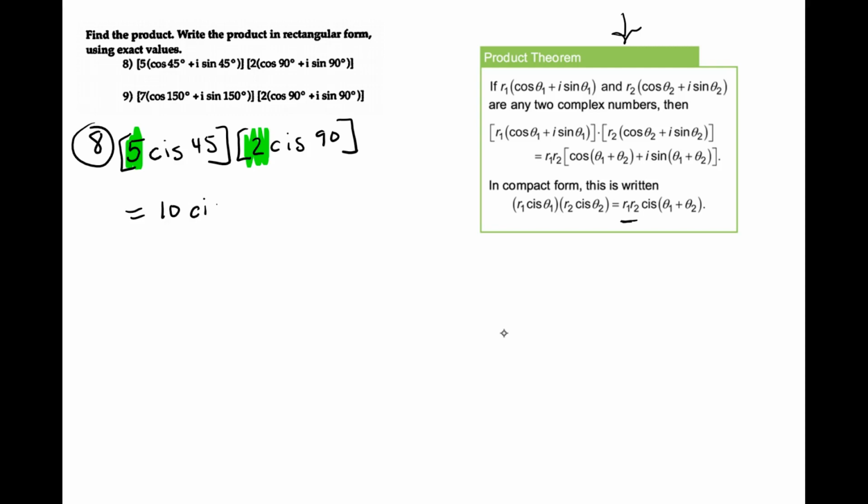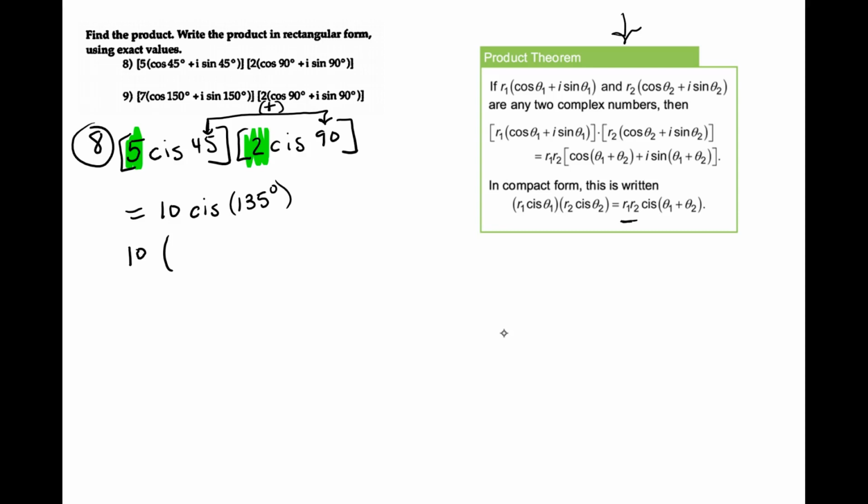And then cosine, imaginary sine, and these two angles right here, we're going to add. You're going to add those two numbers. So 90 and 45 will give you 135. That's not terribly difficult. So now what you do is find the cosine and then the imaginary sine of 135.